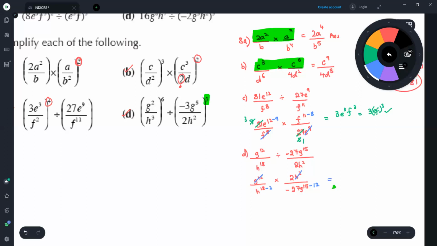Now, what is left in the numerator? 2. Just 2, right? And then in the denominator, minus 27, g raised to the power 3, h to the power 16. Is this correct? Yes, sir. Ideally, I would want you to carry the negative sign either in the middle of the fraction or with the numerator, okay? This is an ideal situation.